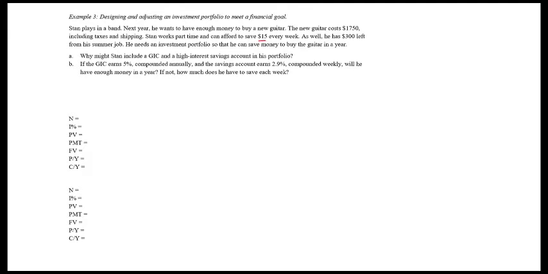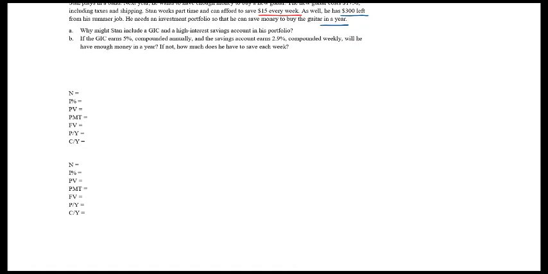I'll highlight or underline that information. So $15 per week, and he has $300 he saved from a previous summer job. So he needs an investment portfolio so that he can save money to buy the guitar in a year. So he has a time frame of a year to get to his financial goal. Question A, why might Stan include the GIC and high interest savings account in his portfolio? And we're going to do some calculations to figure out how much he needs to save to have enough money for the new guitar.